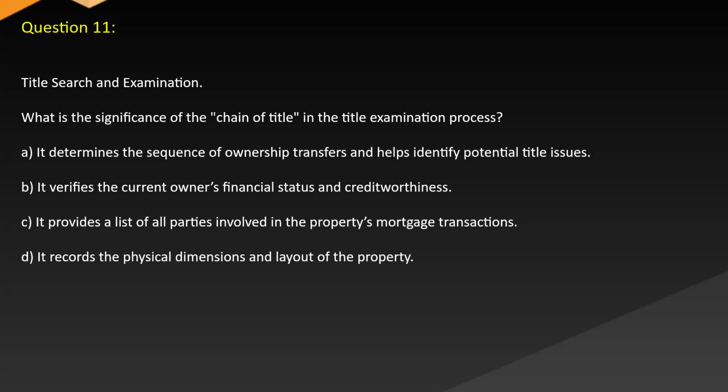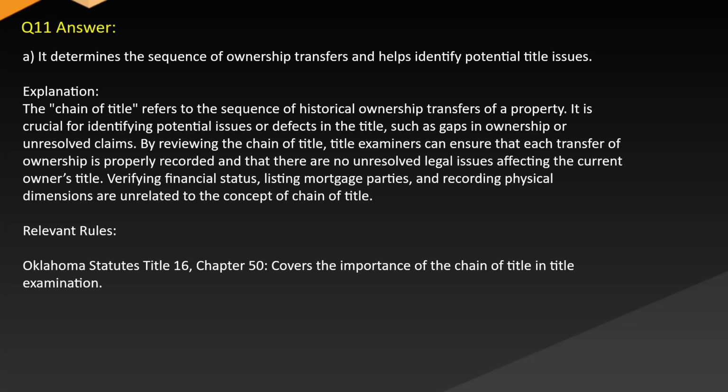A. It determines the sequence of ownership transfers and helps identify potential title issues. B. It verifies the current owner's financial status and creditworthiness. C. It provides a list of all parties involved in the property's mortgage transactions. D. It records the physical dimensions and layout of the property. Answer A. It determines the sequence of ownership transfers and helps identify potential title issues.